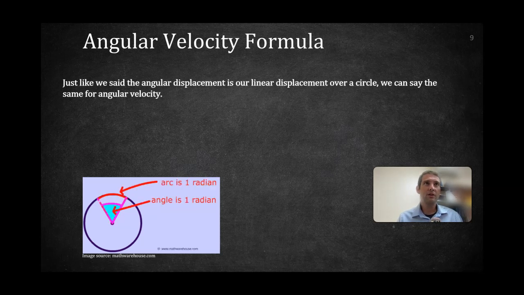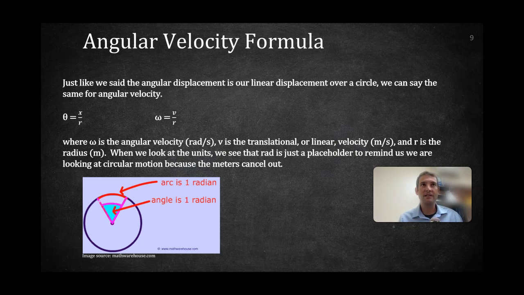Just like we took the linear quantity and put it over radius, we can do the same thing with velocity. We can take our linear velocity and put it over radius, and we're going to get a new Greek letter, omega, which is our angular velocity, or circles per second. Here, omega is the angular velocity measured in rad per second. V is the translational or linear velocity measured in meters per second. And r is the radius. When we look at the units, remember that rad is just a placeholder to remind us we're looking at circular motion because those meters cancel out.